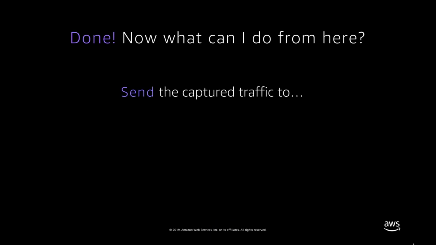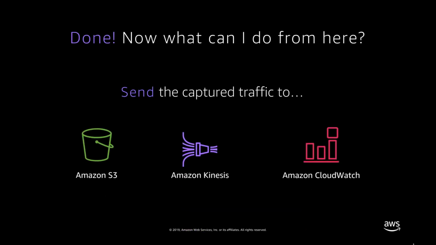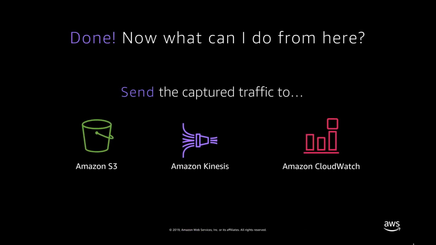Now, what can you do once you have captured the traffic? There are a bunch of things that our customers are trying to do. You can send the mirrored packets to S3 for archival and record keeping purposes. You can send them to Amazon Kinesis, or you could generate alerts on Amazon CloudWatch if you find something suspicious.